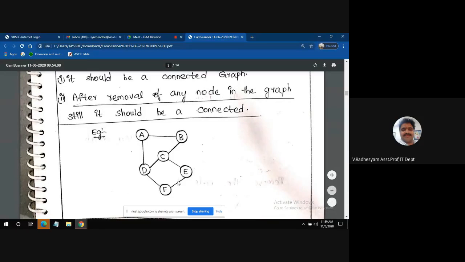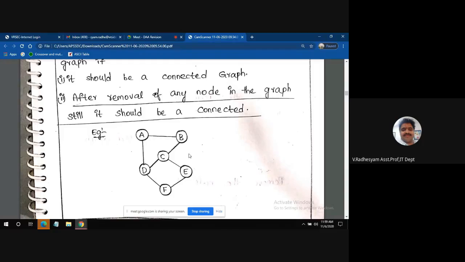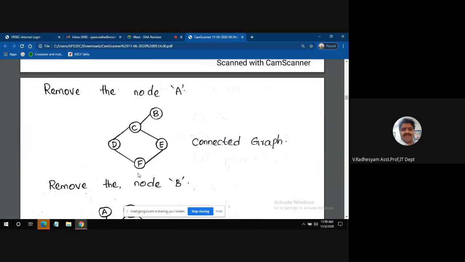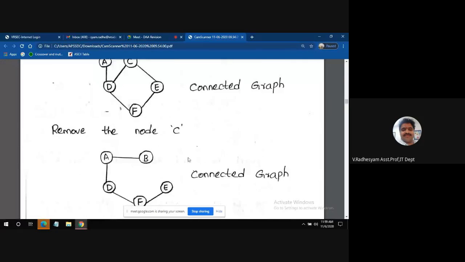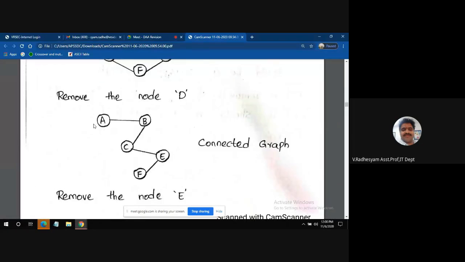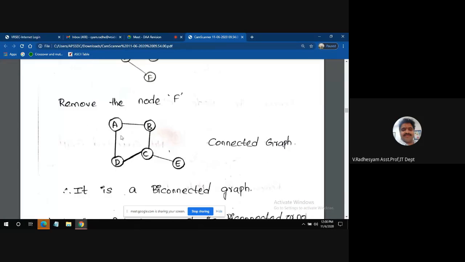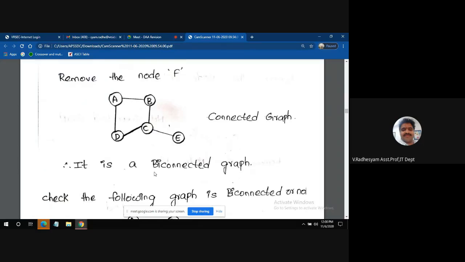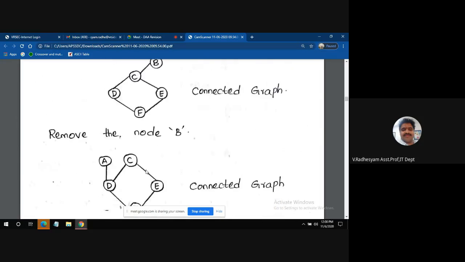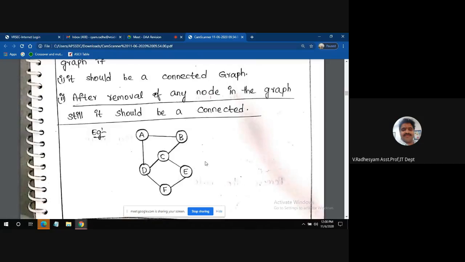This is a graph which is connected. Now check by removing all the nodes one by one. If you remove A, what will be? Yes, it is connected. If you remove B, it is connected. C, connected. If you remove D, it is like this. If you remove E, it is connected. If you remove F, it is connected. Likewise, if you remove any node in the graph, the remaining graph is also connected. Then the graph is called a bi-connected graph. So this is an example for a bi-connected graph.